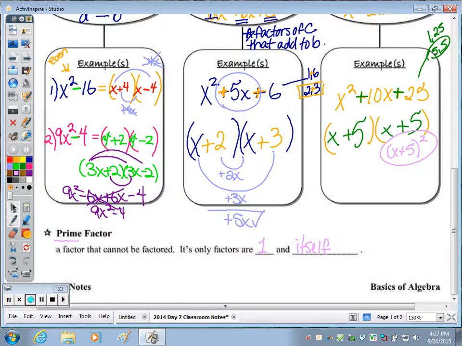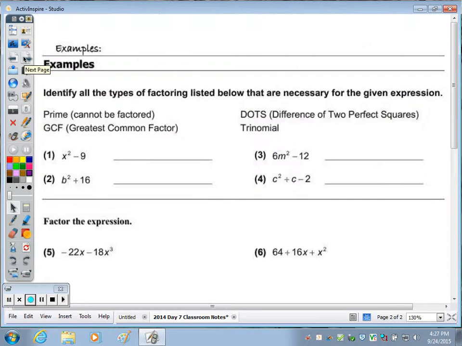On the back page for examples, I just want you to identify all the types of factoring listed below that are necessary for the given expression. Okay, so you can pause, go ahead and do these 1 through 4, and then press play.